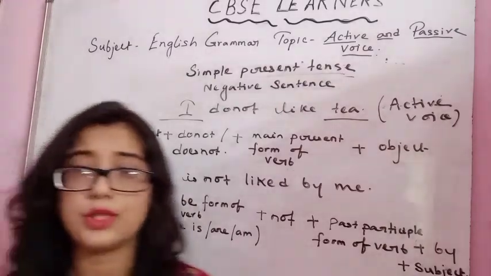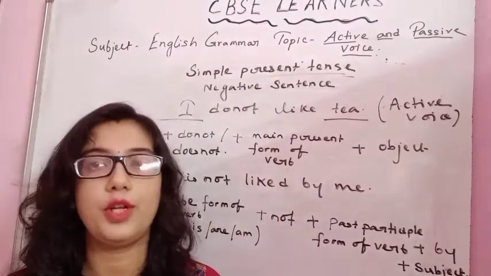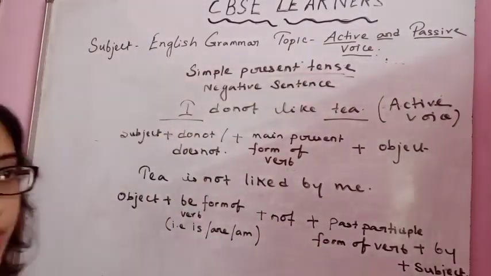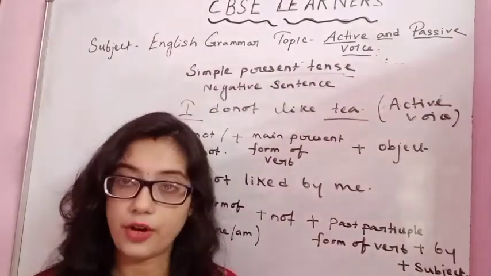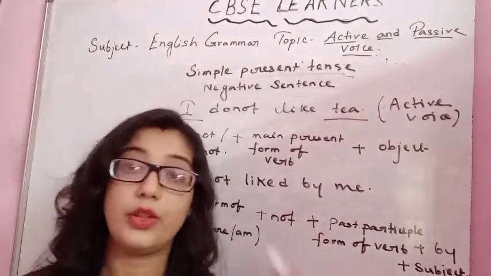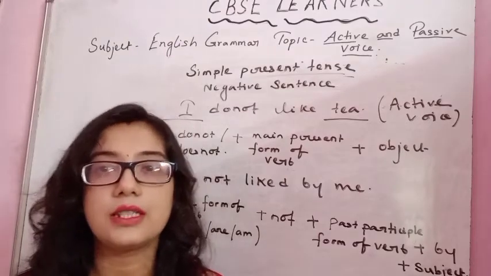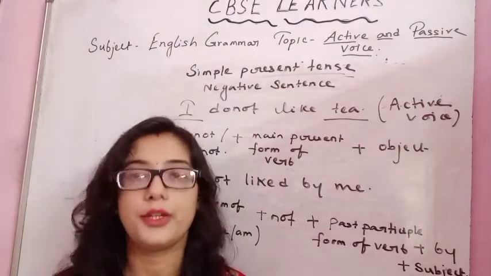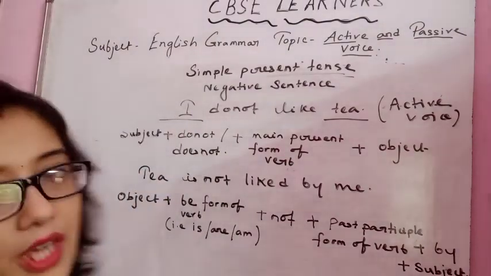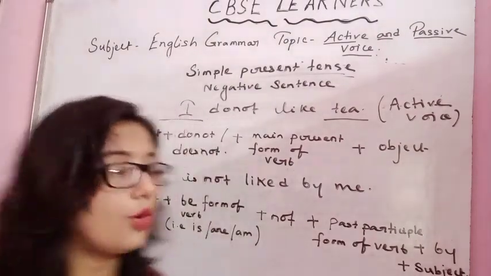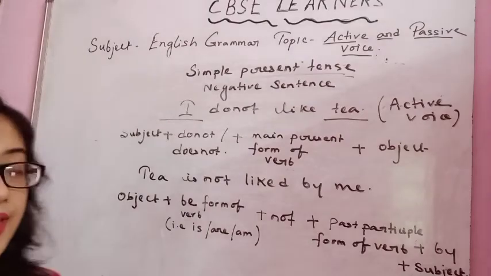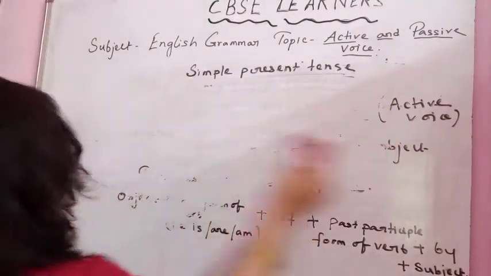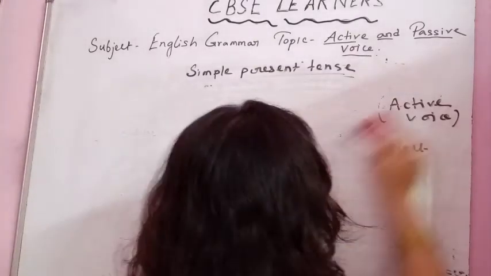First we will do the positive interrogative, then the negative interrogative. Now, what are interrogative sentences? Let's revise. Interrogative sentences always ask questions. When we ask a question to someone, those are interrogative sentences. Usually we ask, do you like tea? That is a positive interrogative sentence. So let me take that example. First, the positive interrogative.